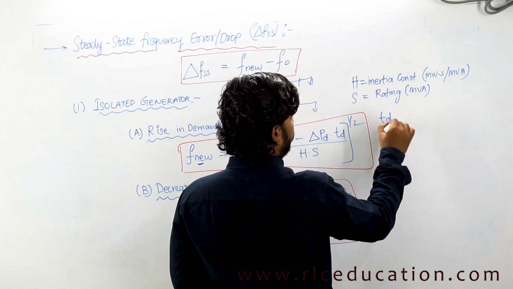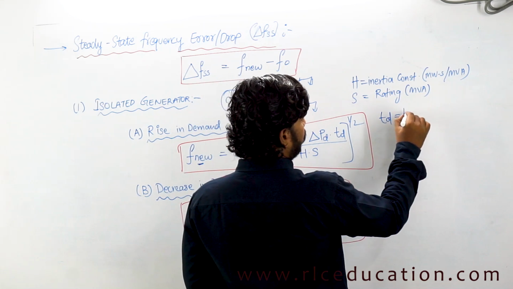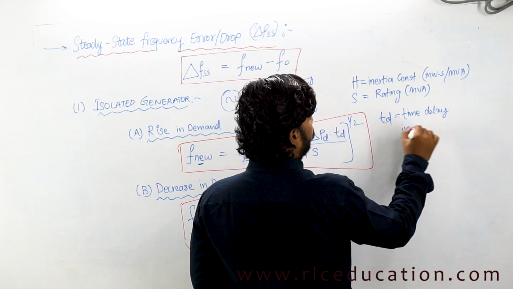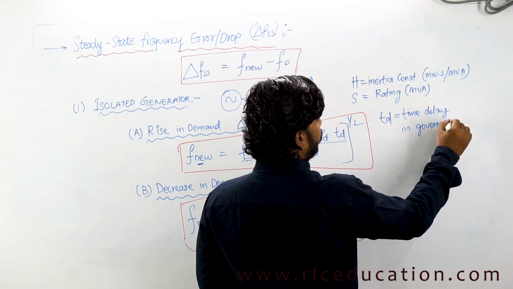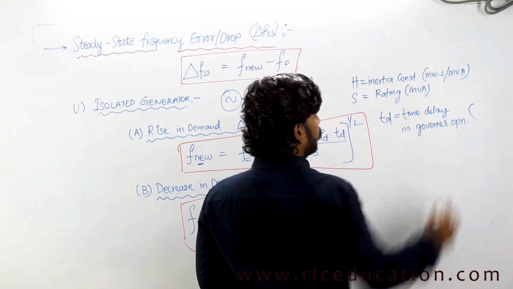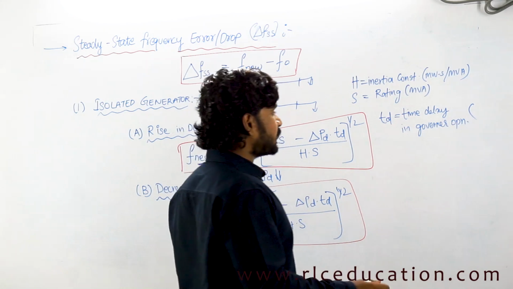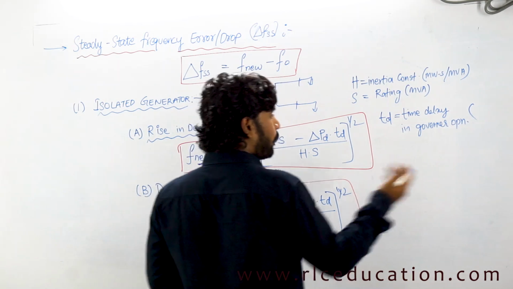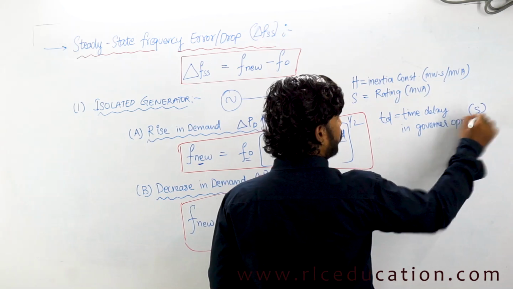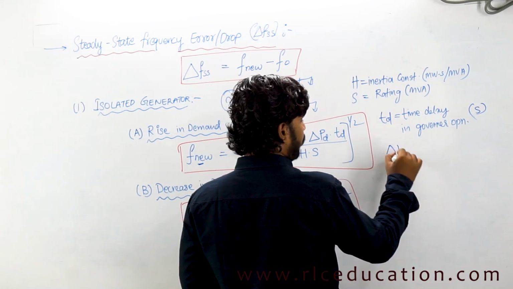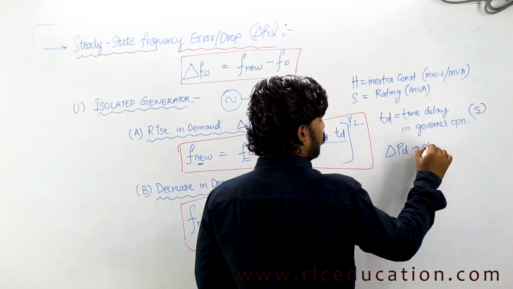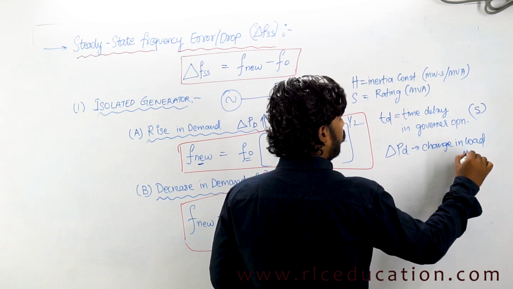Okay, TD is there. TD is nothing but the time delay in governor operation. So this parameter will be given in the question only. Because the governor is a mechanical system, it takes some time to operate. So what is the time delay? It is given in seconds. And delta PD is the change in load, which will be given in megawatts.